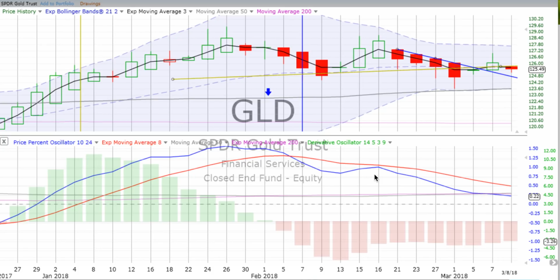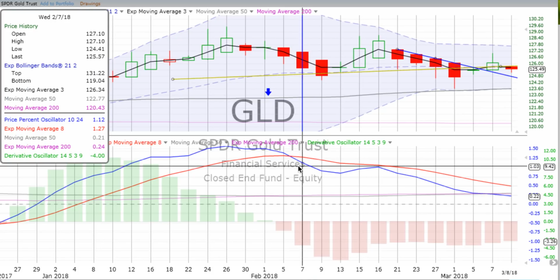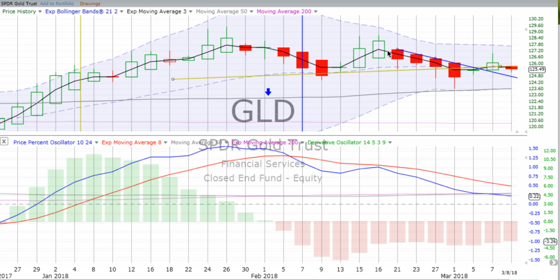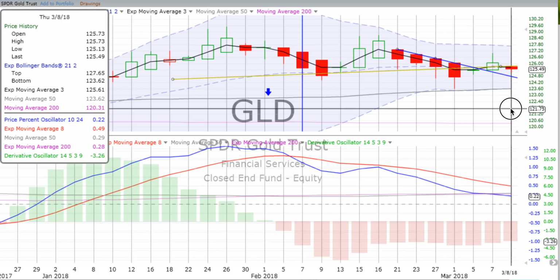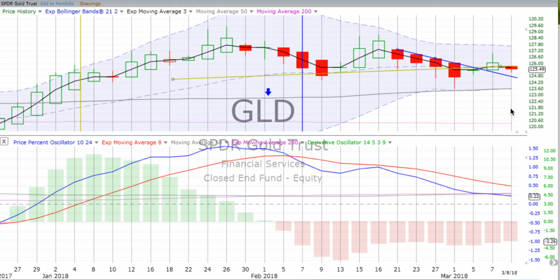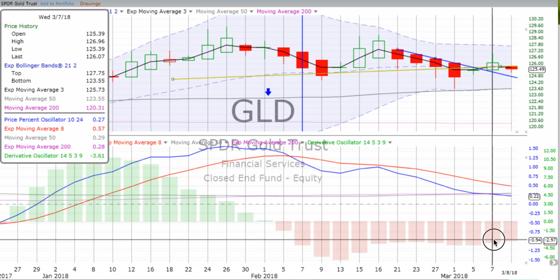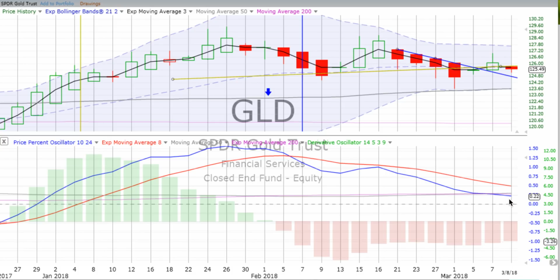What's going on the 2-day chart? It crossed over going down all the way back on the 7th, went up and then sort of sideways. And so far, the first day of the latest 2-day candle is down. We'll keep our eye on that. Derivative oscillator down, not as much as it was on the prior 2-day candle ending on the 7th, but the price percent oscillator is down harder.